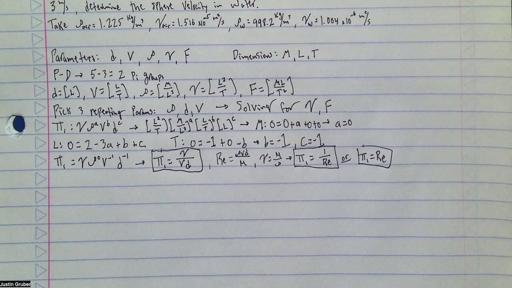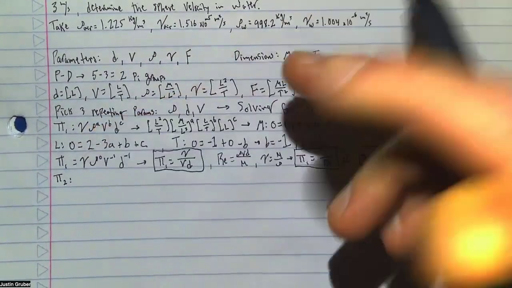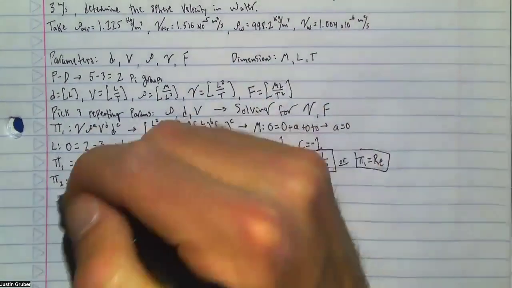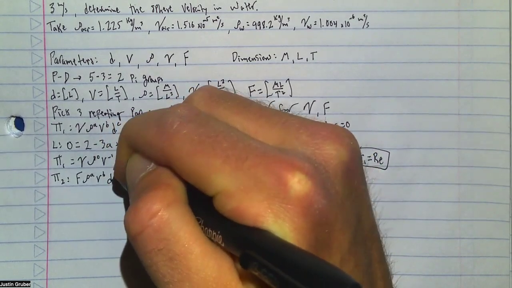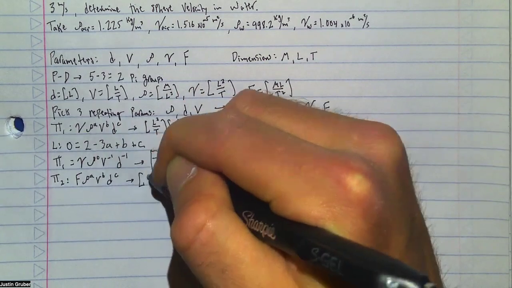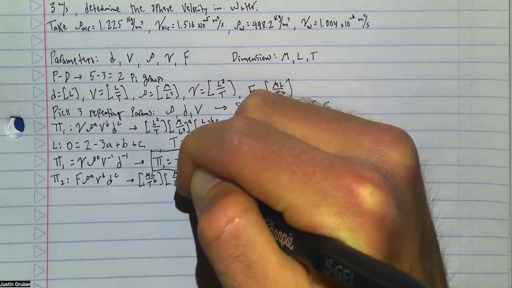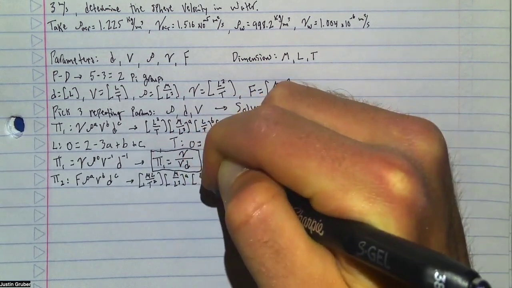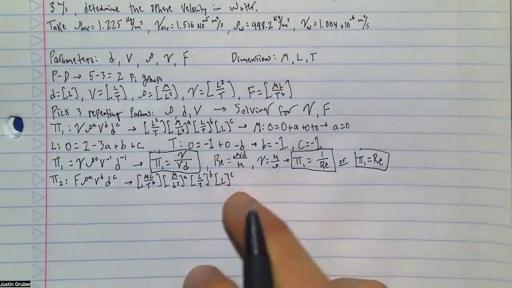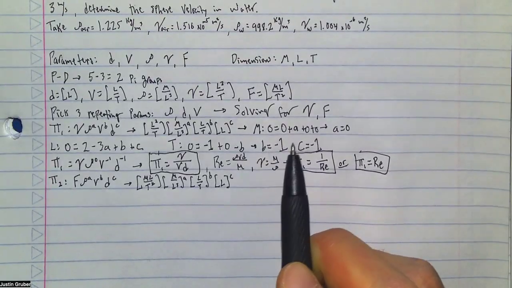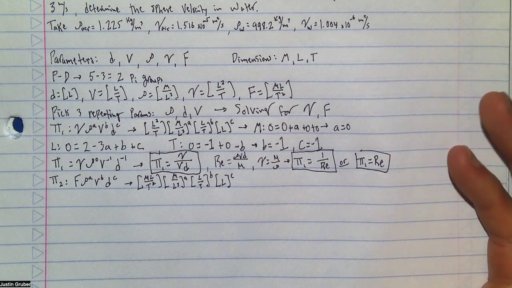Cool. All right, now moving to pi 2, it's the same thing. This one corresponds to the drag one, the F. Same thing, rho to the A, V to the B, D to the C. We have ML over T squared, M over L cubed to the A, L over T to the B, L to the C. I'm not going to math this whole thing out. It's literally the same thing. You just form a system of equations. It's just linear algebra. Go plug it into a matrix if you really need to, but it's not difficult.